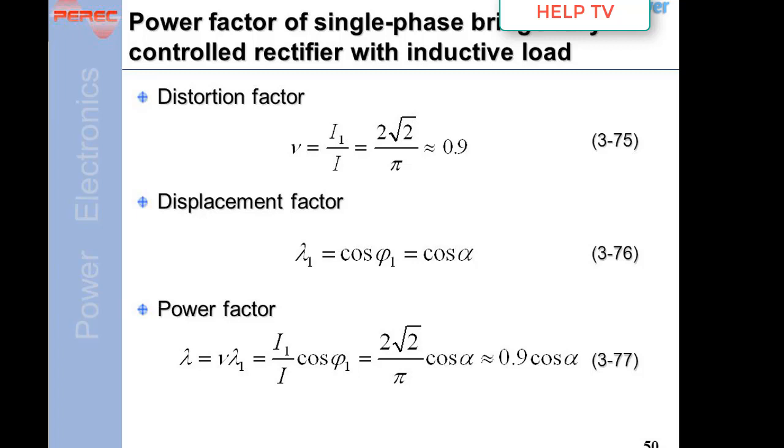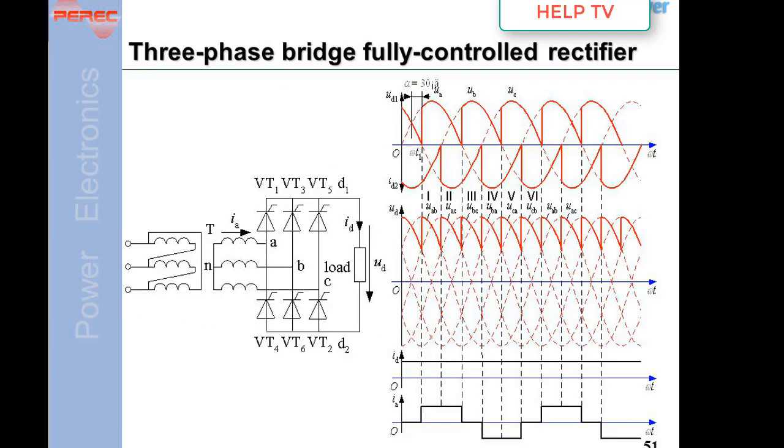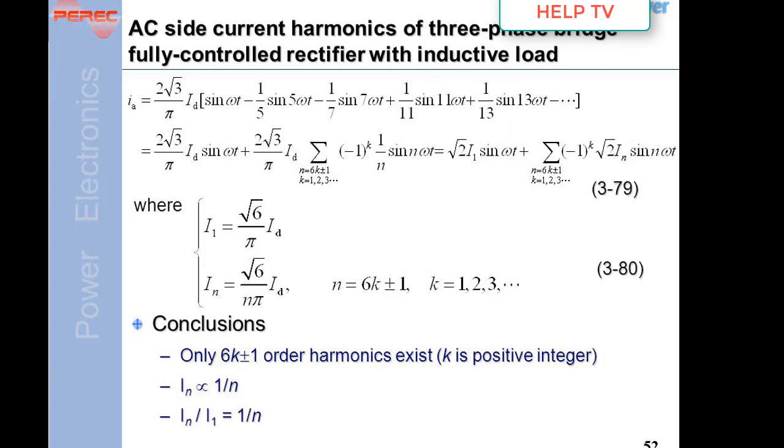Distortion factor. Displacement factor. Power factor. Equations 3-75, 3-76, 3-77. Three-phase bridge fully controlled rectifier. AC side current harmonics of three-phase bridge fully controlled rectifier with inductive load.